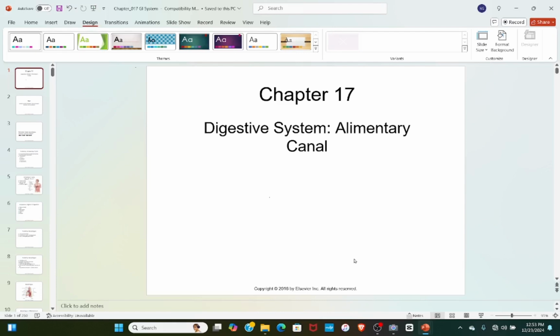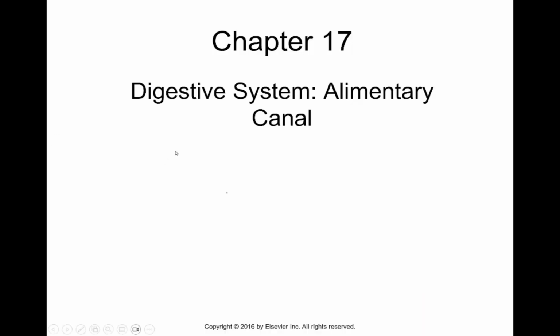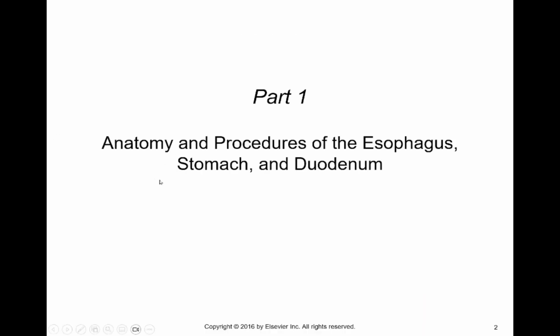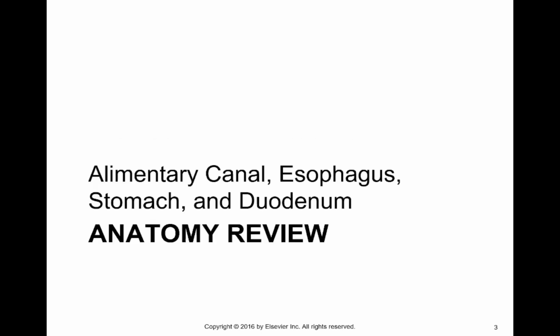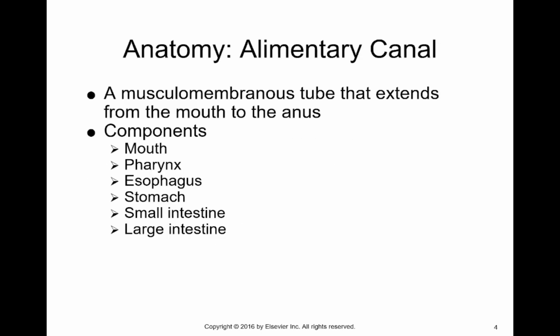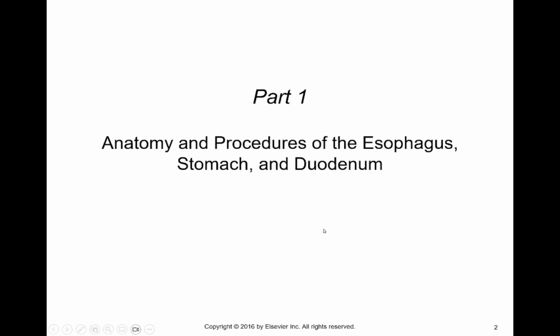So this recording is just going to be about the top of the alimentary tract, which is going to be the esophagus, stomach, and duodenum, and just the overview, the anatomy, and some preparation for exam types that you might run into for those. So the alimentary tract is just a musculomembranous tube that goes from the mouth all the way through the stomach, through the small intestine, through the large intestine, and out to the rectum and the anus.